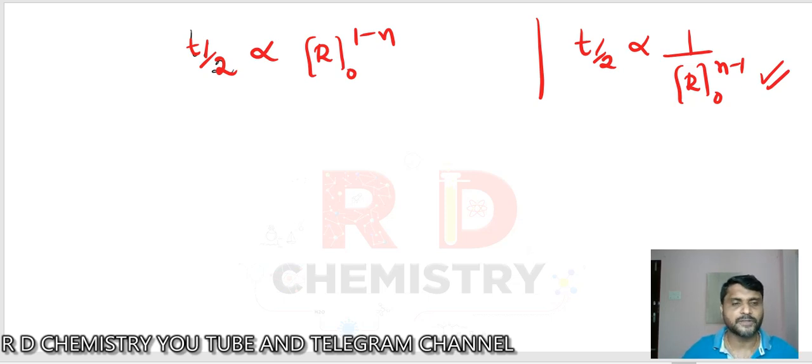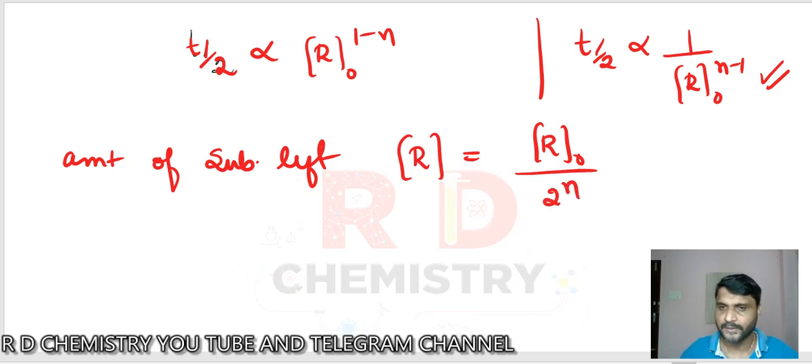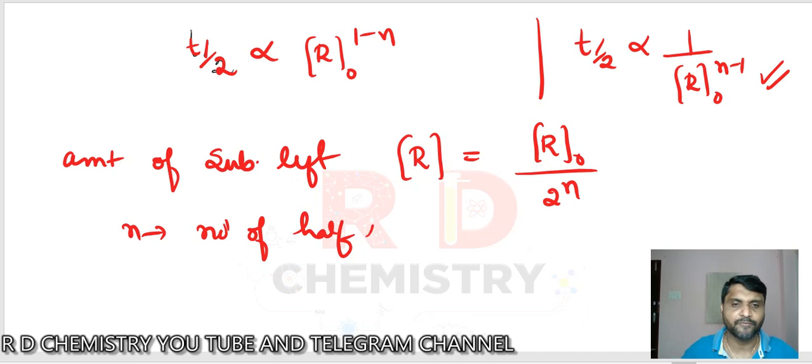Now, suppose they ask the amount of the substance left after some time interval. So we have a formula: the amount of substance remaining after some time interval, let it be R, is equal to the initial concentration R naught divided by 2 to the power n. Suppose I know the half-lives. So n stands for the number of half-lives.